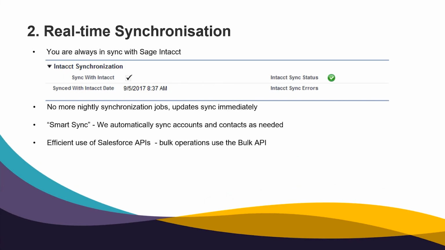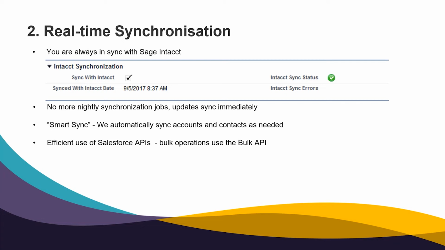One of the big things about Intacct is its real-time sync. This doesn't run overnight, where you have to wait for the next day to see data. It's actually a live connection, and I'm going to show you some of those live connection points. So we are always in sync. We're pushing data in both directions between the two systems, and we're managing that sync process, so there's no need for any nightly synchronization jobs.